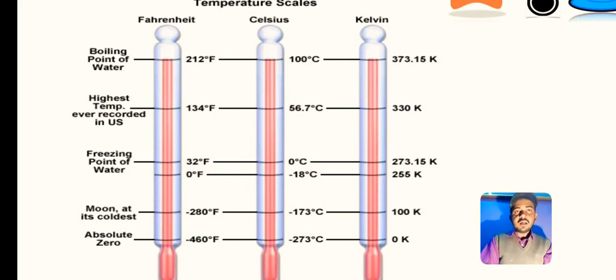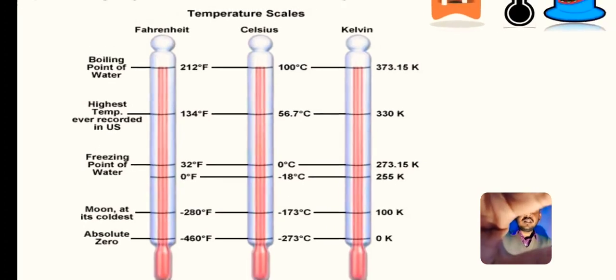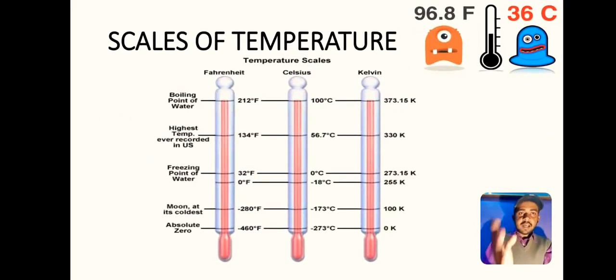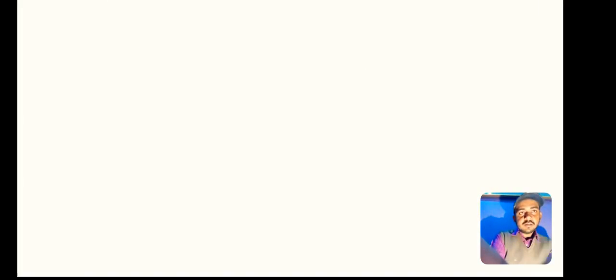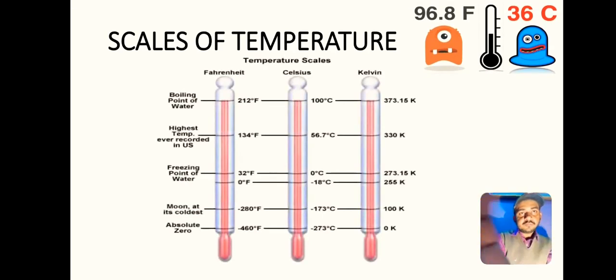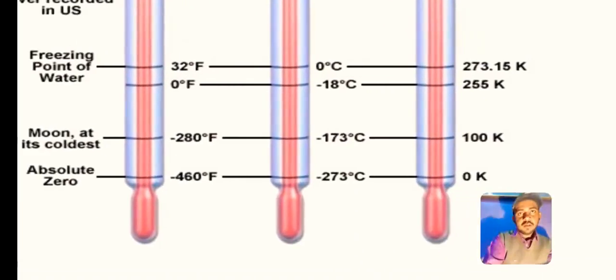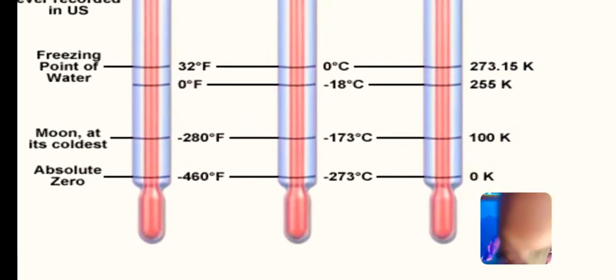The highest temperature ever recorded in the US is 56.7 in Celsius, which is 134 in Fahrenheit. We don't have to memorize all these things. This is just to show you that for the same temperature, let's say the freezing point of water, in the middle here, it's 32 degrees Fahrenheit, 0 degrees C, and 273.15 K. So how different they are.